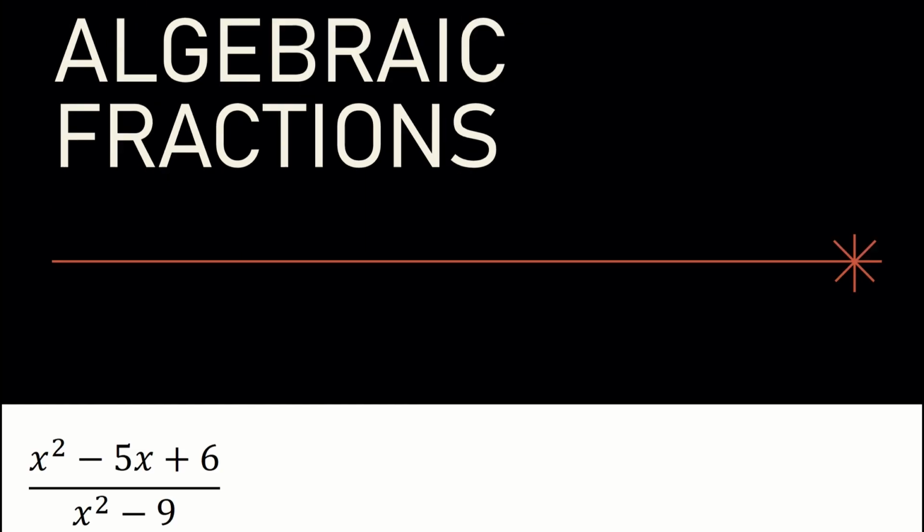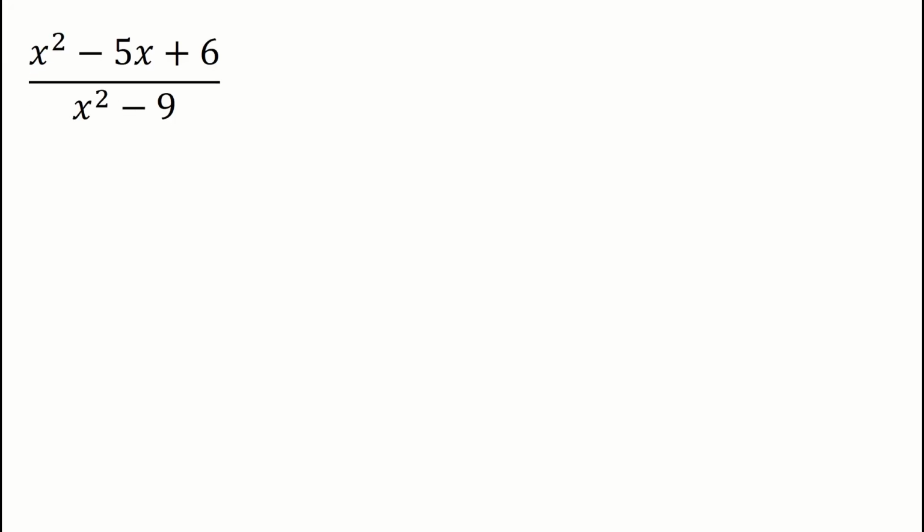If we take a look at our first example, we can see that we have an algebraic fraction because we have a fraction where the numerator is an algebraic expression, and in this case, the denominator is an algebraic expression as well. Now our goal is to simplify this or reduce it to its lowest terms. In order to do this, we are going to follow a series of steps. It's going to be the same steps every single time.